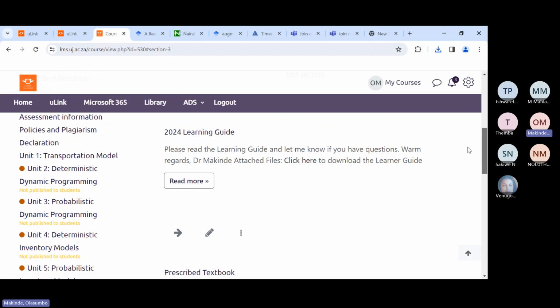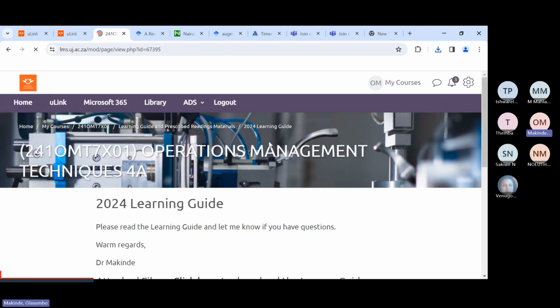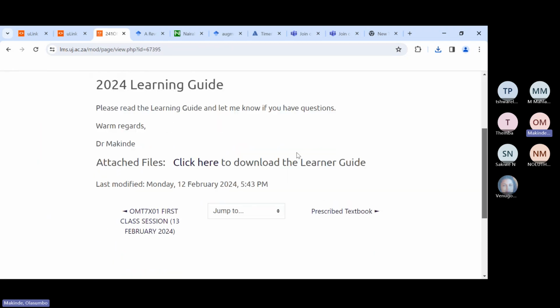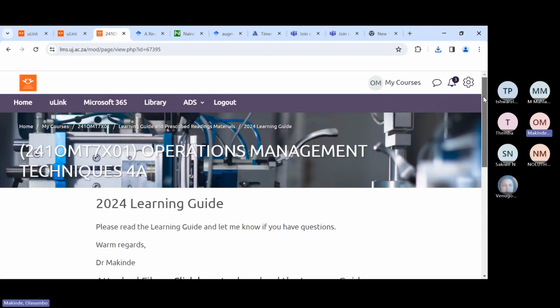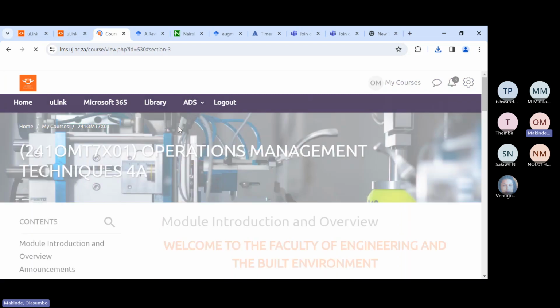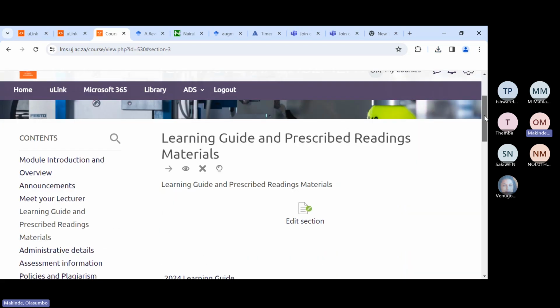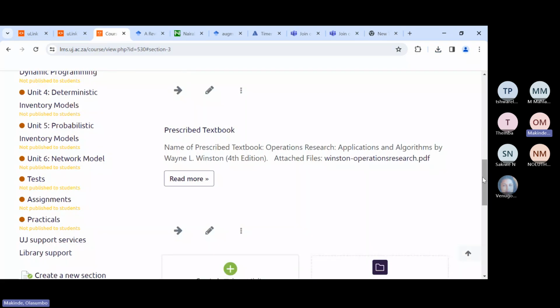So you can see the learning guide is here, 2024 learning guide. You can click read more. Then remember I was talking about you clicking here. As soon as you click here, you get the learning guide and save it, and you can go through it. Then you can go back to the previous page where you are. Then you can scroll down, you see your prescribed textbook also there. I've also uploaded an ebook for you. You can read more.